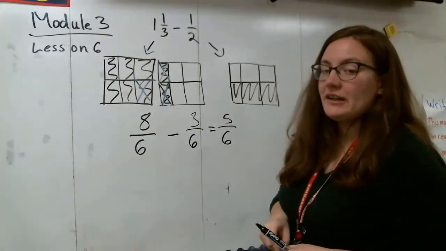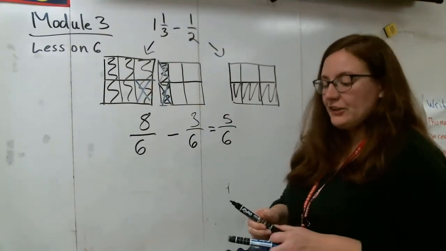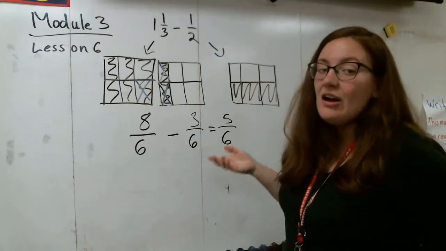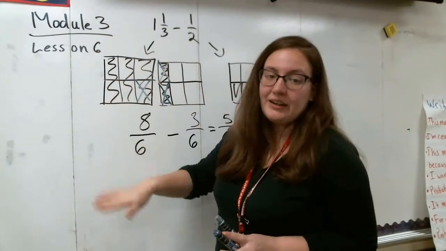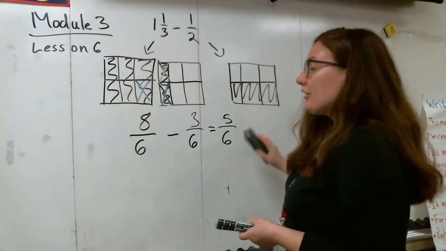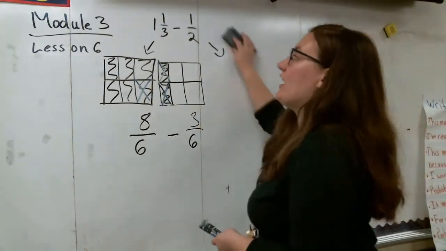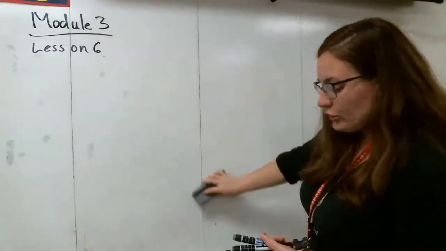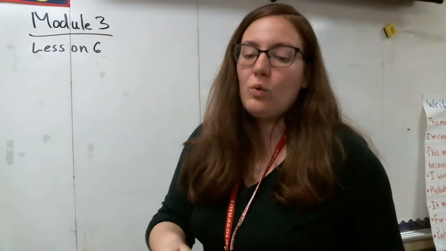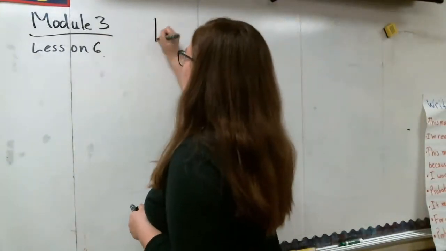So these problems are very similar again to the problems that you just did in the previous lesson. We're now just making our numbers a little bit bigger, and that is it. So I'm going to go ahead and subtract this and get started on the second problem. So for this one, we are going to be subtracting 1 1/5.